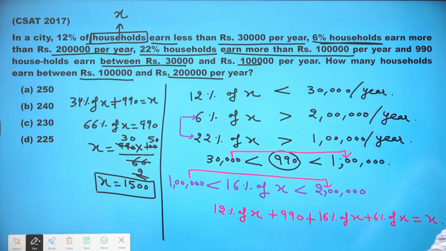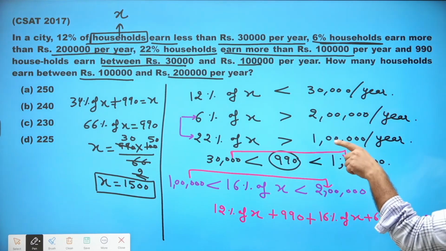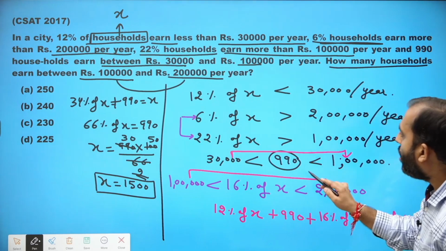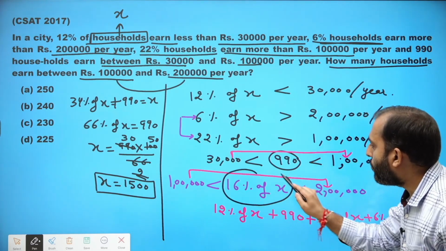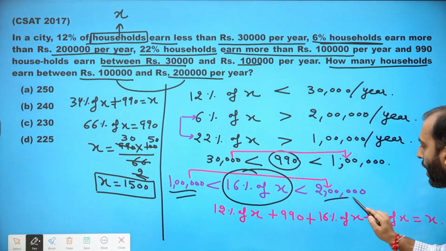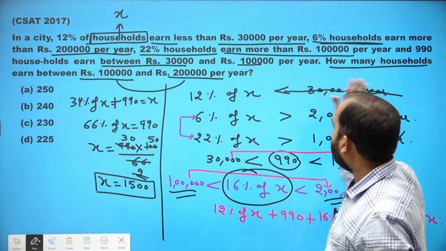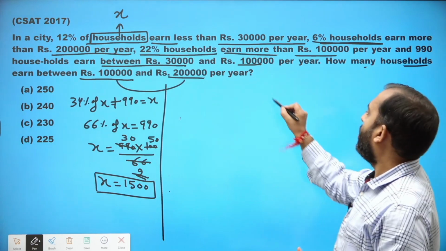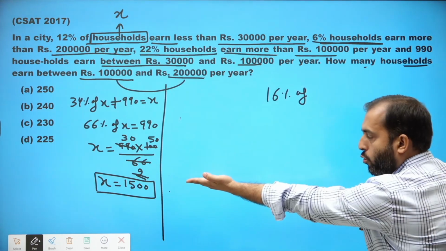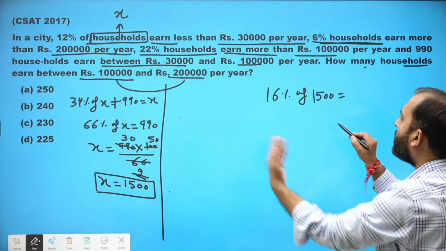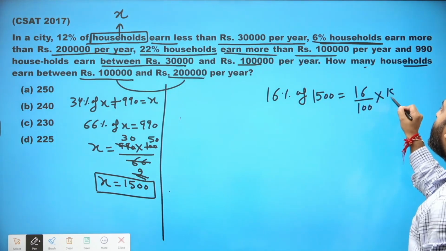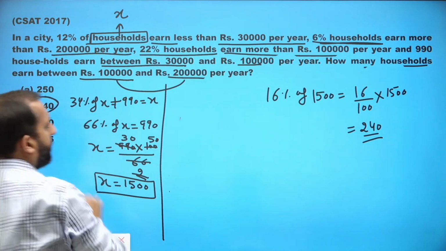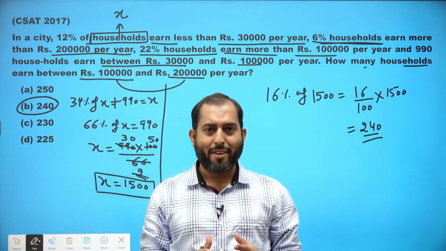Now I need to erase this. See, in the end, the examiner is looking for how many households earn between 1 lakh and 2 lakh. I know 16% of the households earn between 1 lakh and 2 lakh. So we are looking for 16% of households. Total number of households are 1500. So 16% of 1500 is what? 16 upon 100 into 1500, which comes out to be equal to 240. So the answer of this question is option B. I hope guys you have understood it. Kindly make a note.